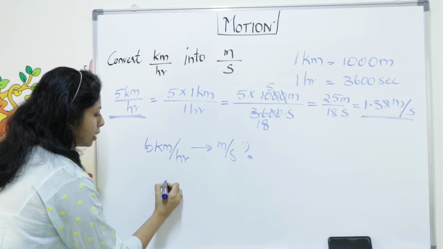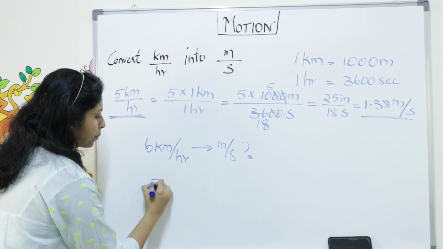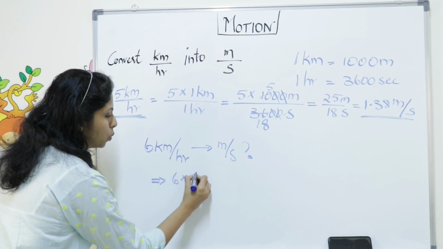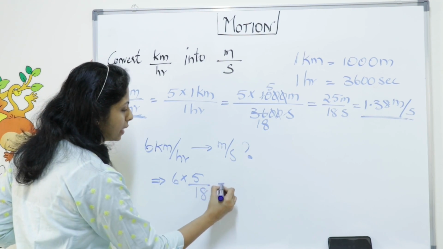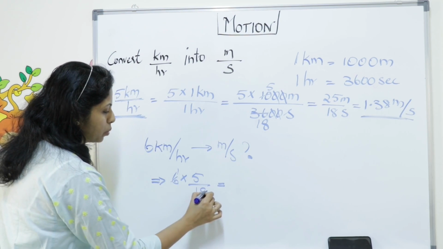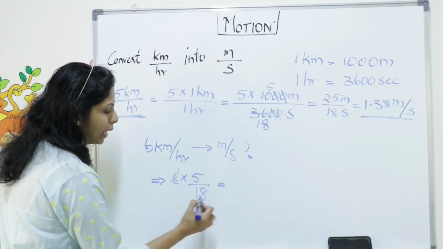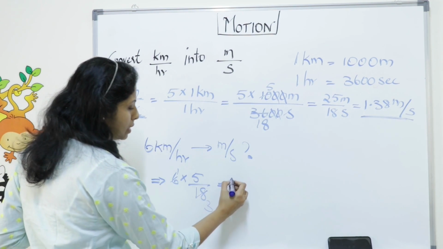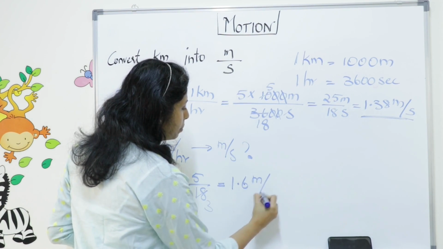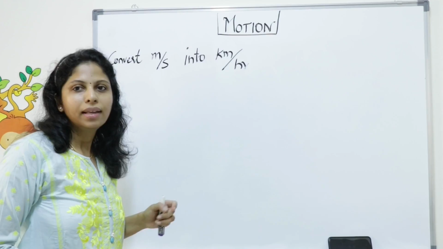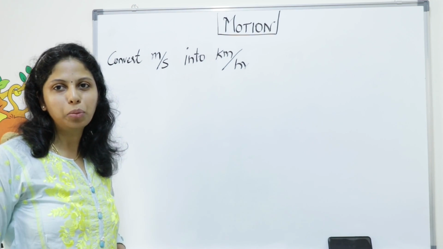So we can write 6 into 5 by 18, which is nothing but 6 ones are 6, 6 threes are 18. So you will get 5 by 3, which is nothing but 1.6 meters per second.